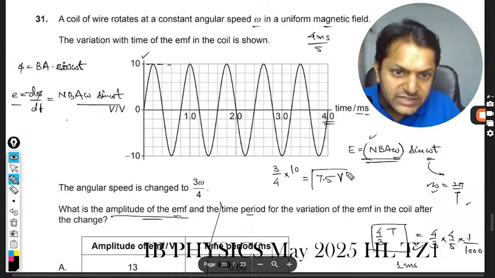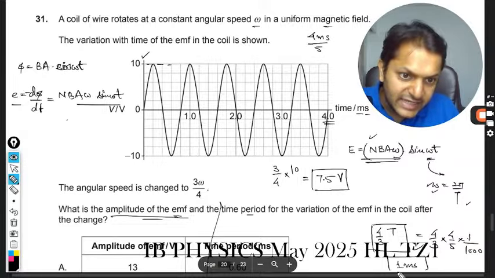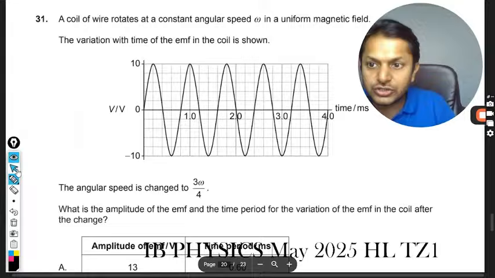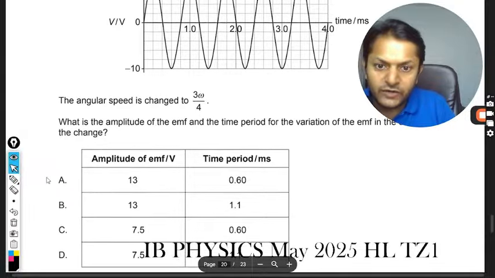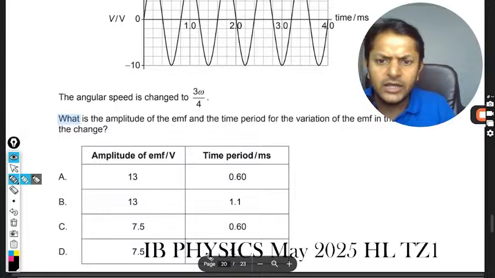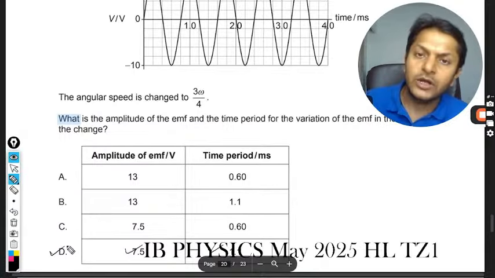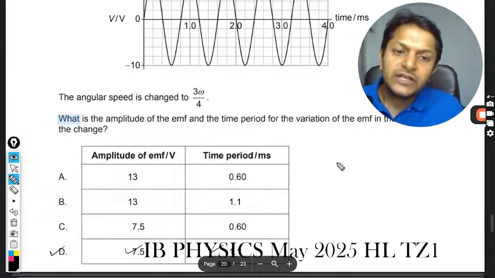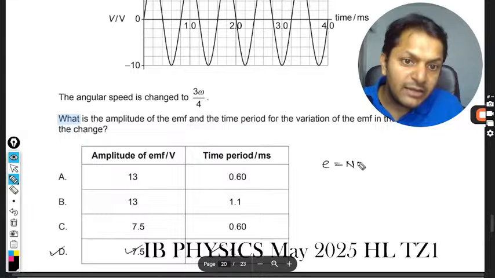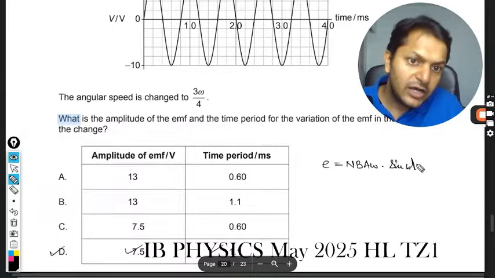And this value is 7.5. Let us see if there is any option that talks like this. 7.5 and 1.1. Absolutely correct. So D will be the right answer. And this is how we do it. So this formula has been asked time and again by IB. You can even write it in your notebooks there.